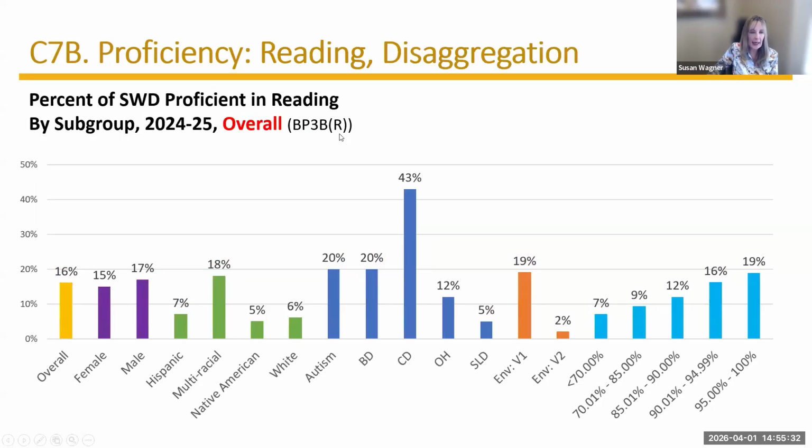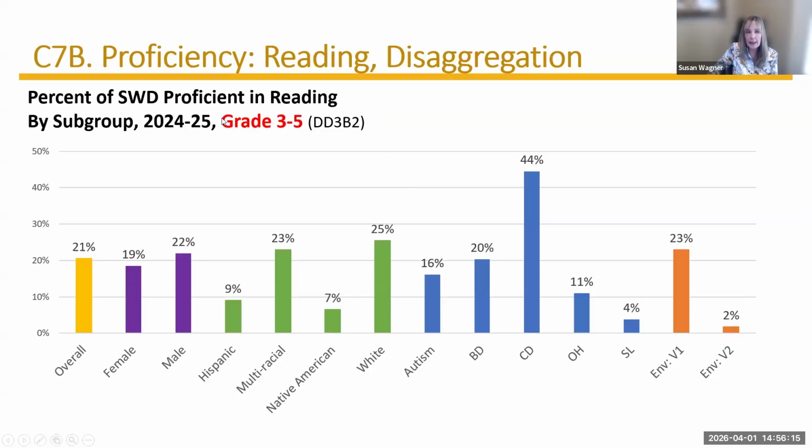If we disaggregate the data, this shows across all grade groups. Then we can see that the multiracial students had the highest proficiency rates. Males were higher than females, and kids with speech language were the highest. SLD kids had the lowest proficiency rates. Kids in the V1 environment were much higher than kids in the V2 environment, and attendance is correlated with proficiency. Makes sense. If you're not in school, you're not learning the material, and you're going to score lower than kids who are attending all the time.